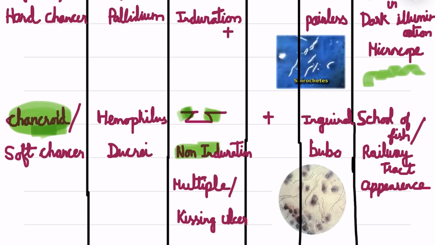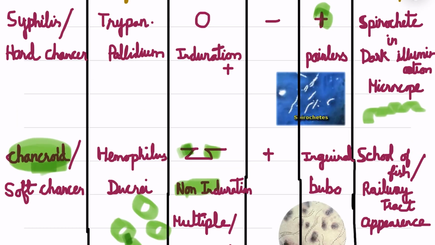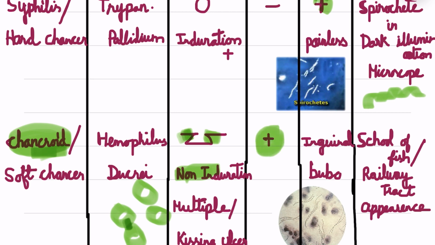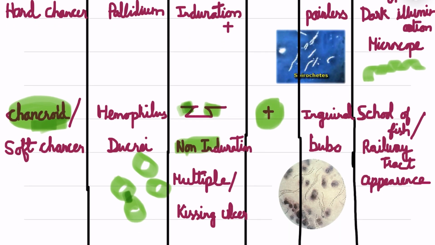These are non-indurated, and sometimes there may be multiple ulcers, and one ulcer comes in contact with another, and it appears like a kissing ulcer. When multiple ulcers come in contact with each other, they appear like a kissing ulcer. This is in case of chancroid or the soft chancre, and these ulcers are painful. These are painful ulcers with lymph node enlargement.